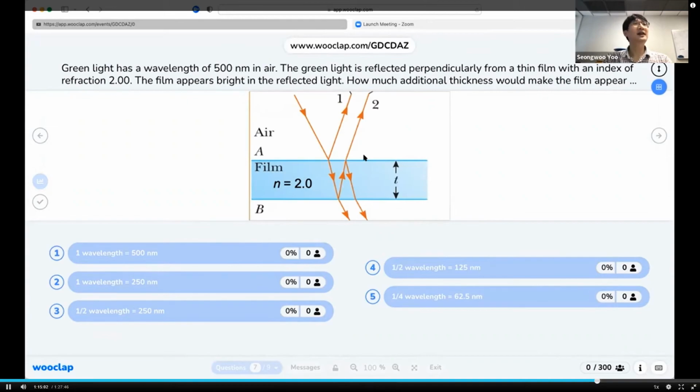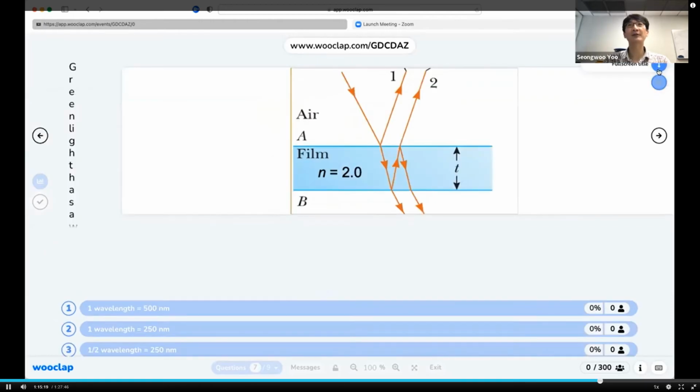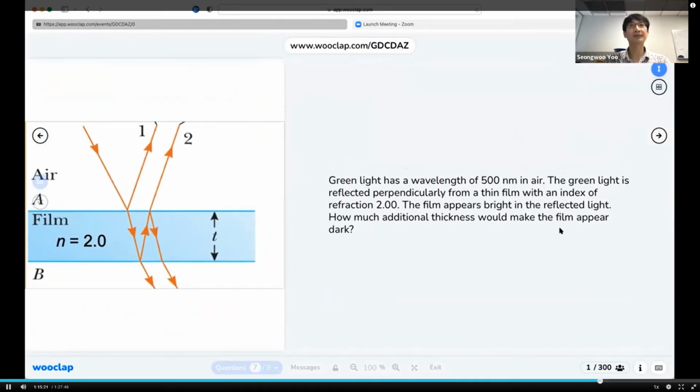I have another question here. Green light has a wavelength over 500 nanometers in air, and the green light is reflected perpendicularly from a thin film with an index of refraction of 2, and the film appears bright in the reflected light. How much additional thickness would make the film appear dark? So we currently have the bright fringe, then how much thickness are you going to add to make it the dark fringe?